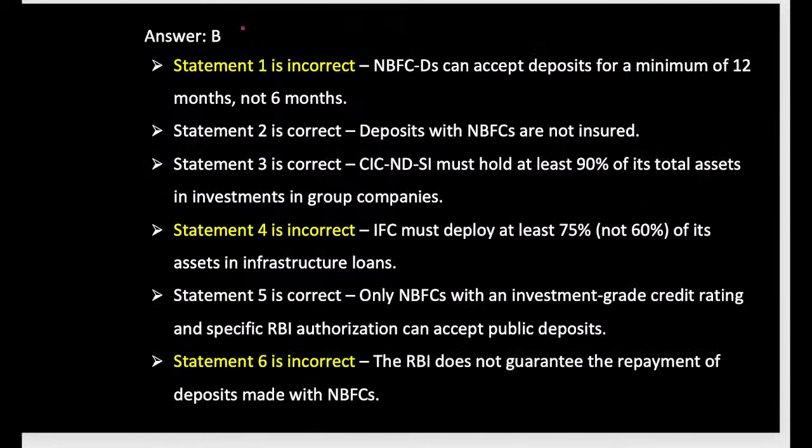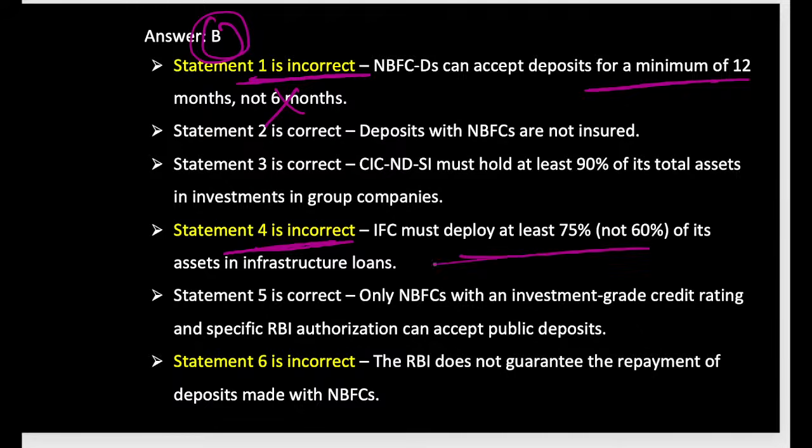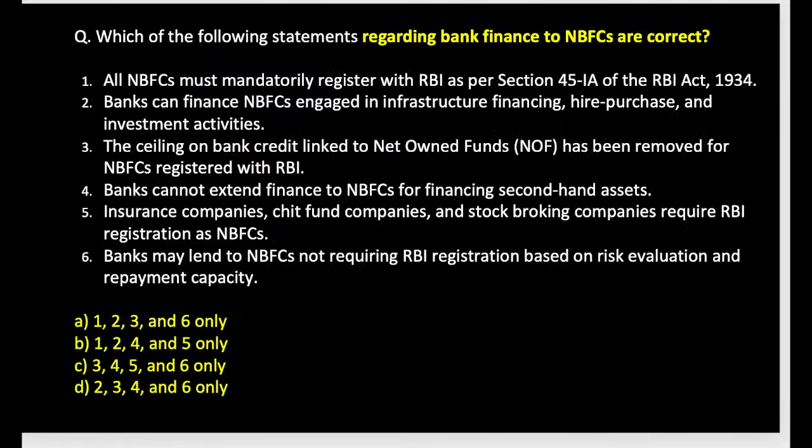So option B will be the right answer for this particular one. Statement 1 is wrong. It is minimum 12 months and maximum 6 years. The other one is statement 4, IFC must deploy 75%, and RBI does not provide any sort of guarantee for these. Next one. B and D were the same options. Yes, B, okay.